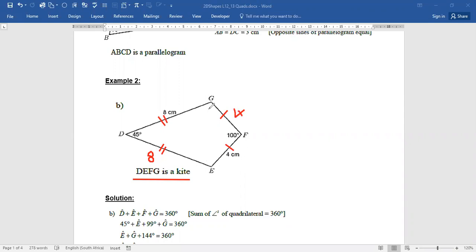Next, we need to look at the angles. We need a value for angle G and angle E. We have D to be 45, and F to be 100. Need to change this value here for F. It's not 100. F's value should actually be 99. If you look at the solution here, we use 99 for F. So let's change this to be 99.